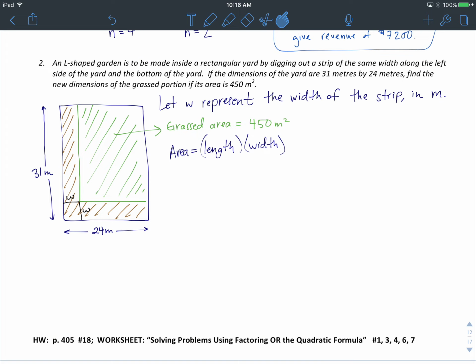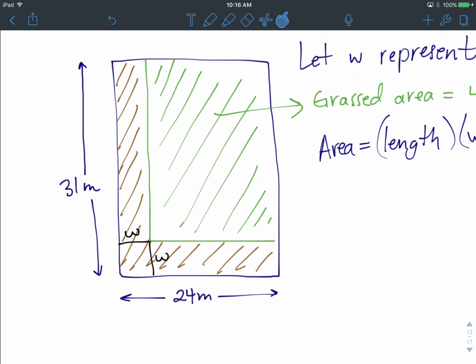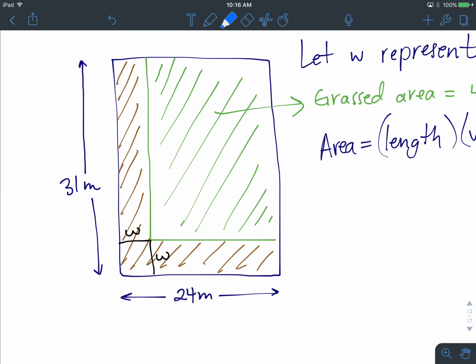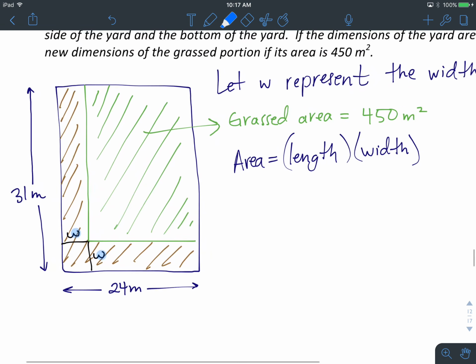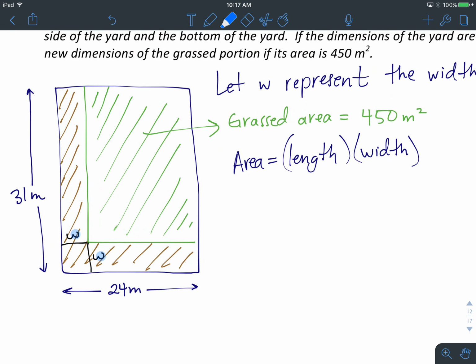Okay, so you're back. We've defined W as the width of the strip in meters. If we look down here in our drawing, we can see that we have that W articulated really nicely there. Again, it's uniform, so it'll be the same variable in both spots. The new grassed area, this section on the inside, is going to be 450 meters squared, and that's actually what we're trying to get here, is the area. Or rather, the two lengths that result in an area of 450 meters squared.